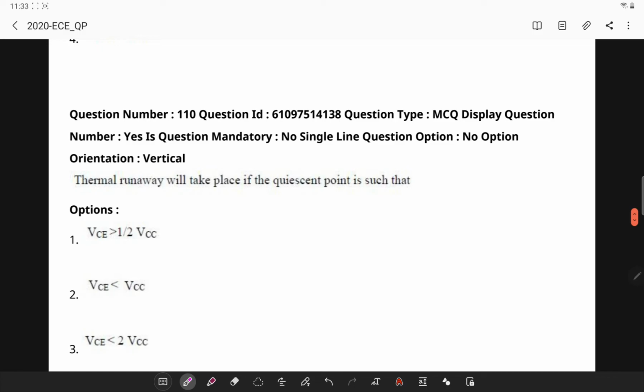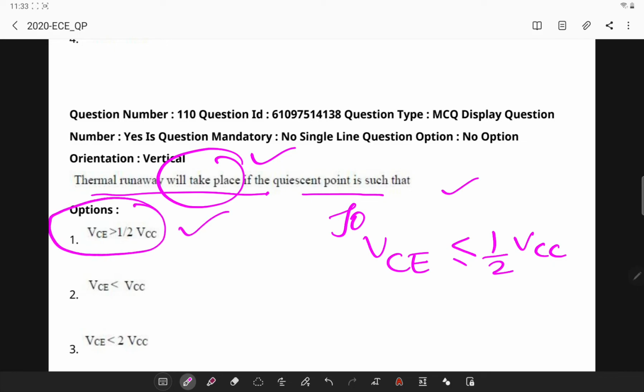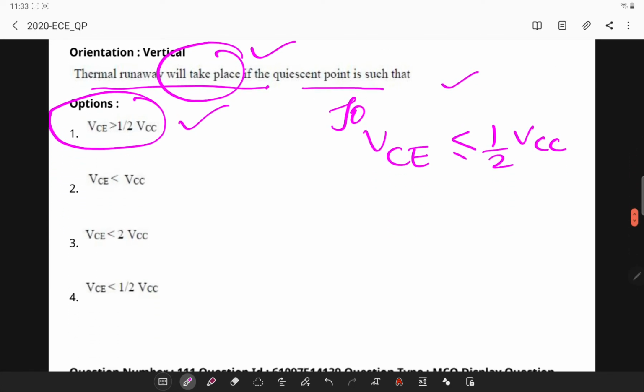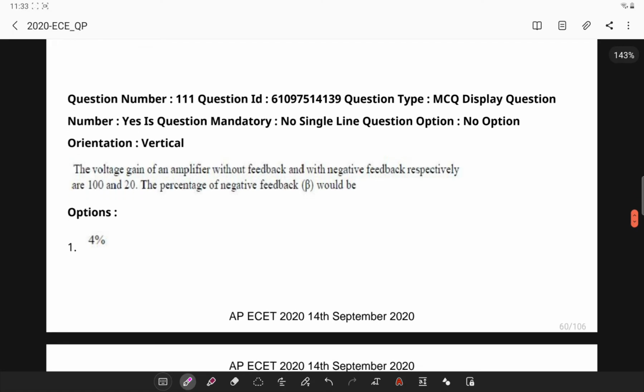Next, thermal runaway will take place in a quiescent point. Remember, to avoid thermal runaway, the condition is VCE less than or equal to half VCC. However, it will take place if this condition is not considered. So this is the point where thermal runaway will take place.